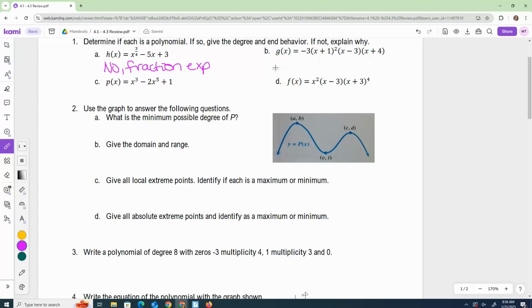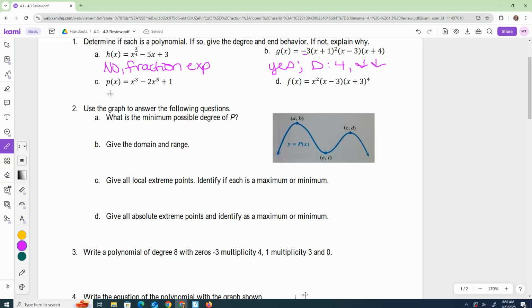B, is that one going to be a polynomial? Yes. If I ask for the degree, since it's factored, you have to think about if I multiplied it all out, what would my highest power of x be? 4. Good. What would the end behavior be? Up for an even, but then the negative in front flips it, so down.